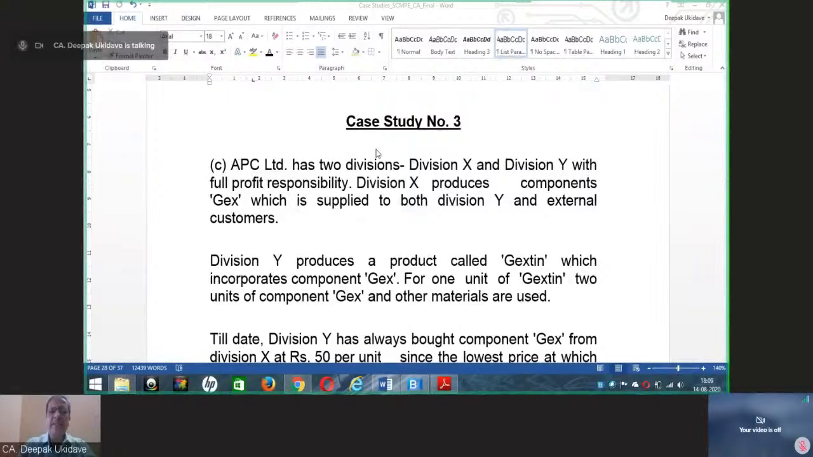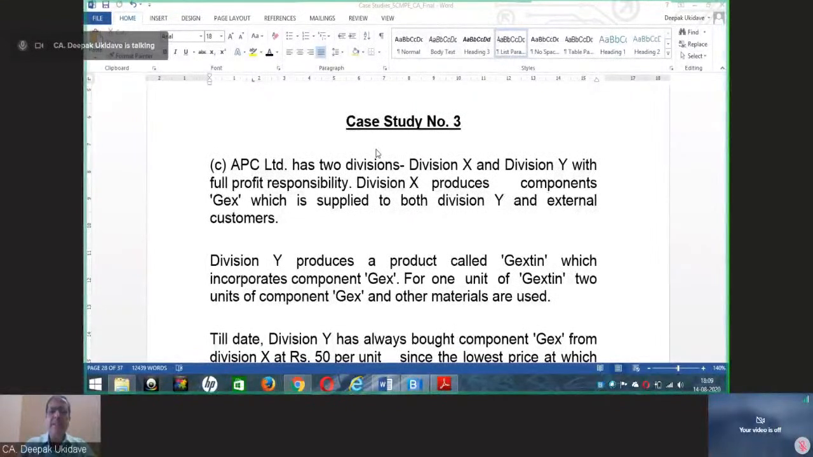Okay, I start from the beginning. The company has two divisions, Division X and Division Y. Division X produces component JEX, which is supplied to both Division Y and external customers. And Division Y produces a product called Jextin, which incorporates component JEX. For 1 unit of Jextin, 2 units of component JEX and other material are used.